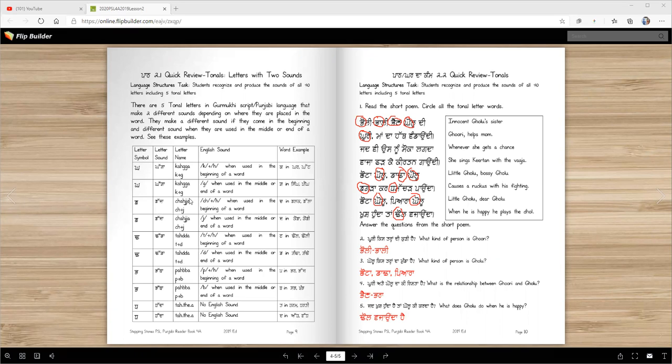Theek hai? So this is the lesson for today. I hope it was easy for you and fun for you. And I will see you next time in another lesson.